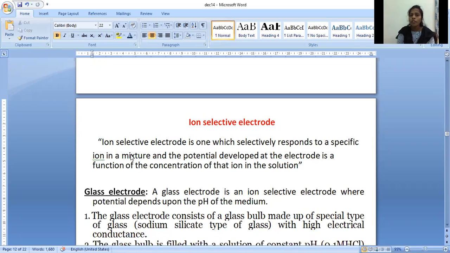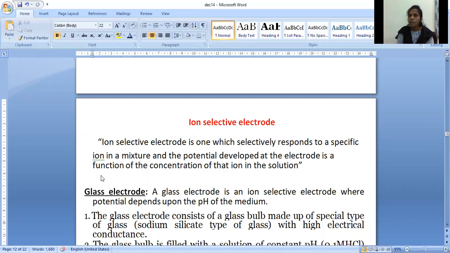So in the name only we have that the electrode is selectively passing the ions. An ion selective electrode is one which selectively responds to a specific ion in a mixture, and the potential developed at the electrode is a function of the concentration of that ion in the solution. So whatever electrode we are using here, that electrode is responding to the specific ions.